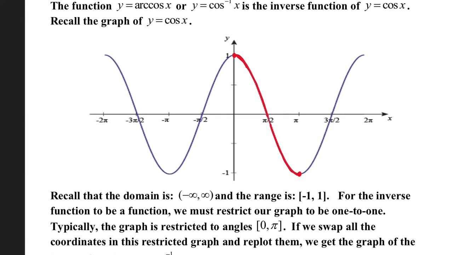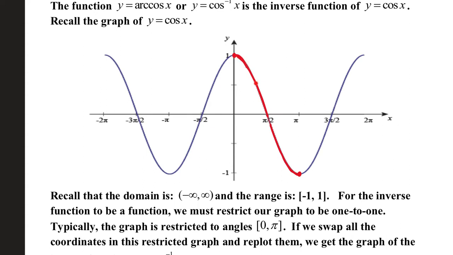The function arc cosine of x, or cosine inverse, these two notations mean the same thing. They're just two different ways to write the same thing. It's the inverse function of our cosine curve. So remember, cosine is shaped very much like sine, except at angle 0, we start at 1 instead of 0. Sine of 0 is 0. Cosine of 0 is 1.